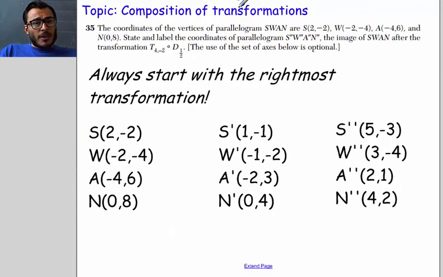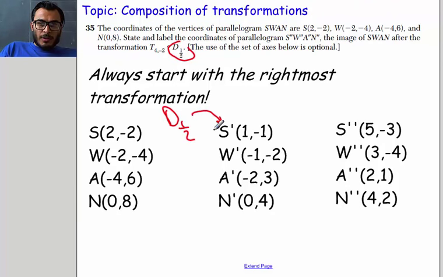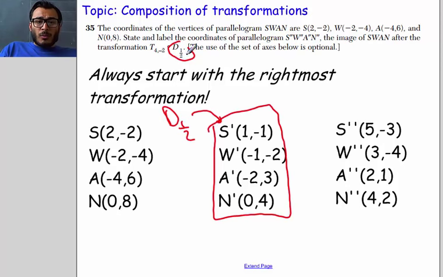This is a composition of transformations. And when we do composition of transformations, you always start with the rightmost transformation. So in this case, we've got to start with the dilation. When I dilate these points by a half, I'm multiplying by a half or dividing by 2. So after you dilate, you're going to get this. This is what the dilation by a half produces. All right? So the rightmost is what you begin with. I took the original points, multiplied by a half, and I got these points.